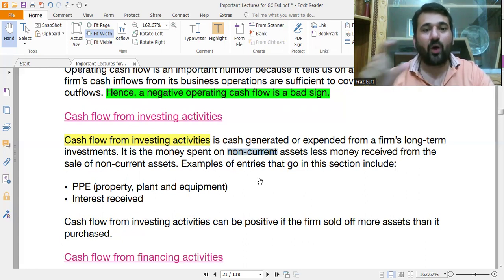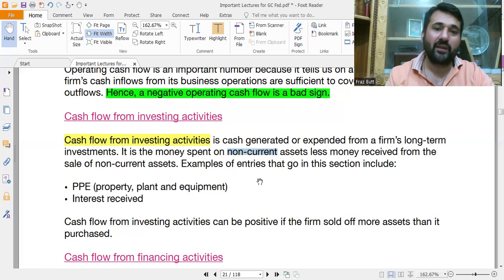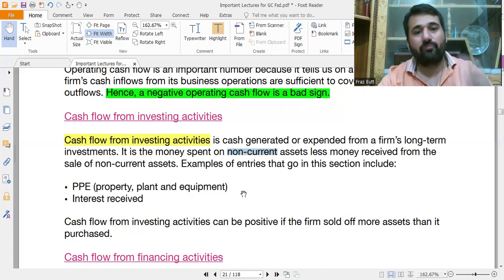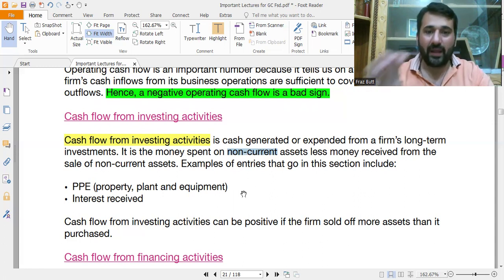So there will be an outflow of cash. And let's suppose you are selling a business, a plant, or your machinery, or you are selling your property, this will be a cash inflow. You are selling the property, and in return you are getting the cash. Keep in mind, when you sell your property, this is a cash inflow. When you buy a property, this is a cash outflow.